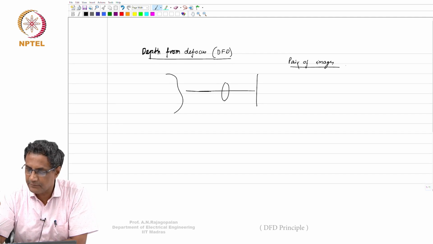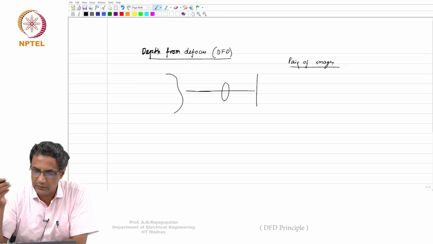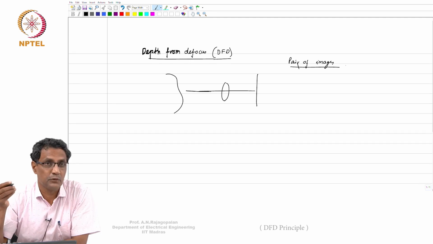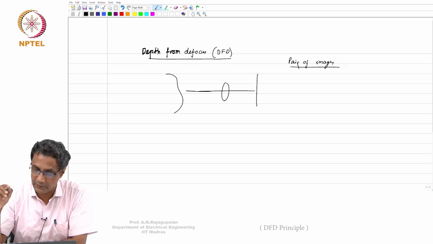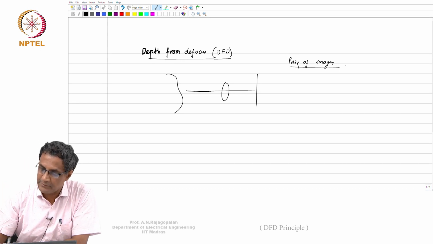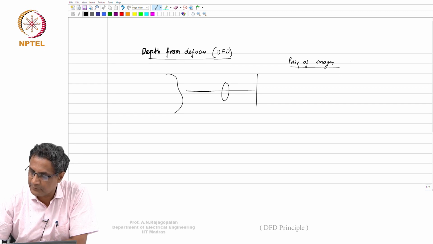Like I said, if you just capture one, then I think it's too hard. Of course, even though now deep learning techniques are there that work with just one image, those are all training based, so we don't want those kind of things now. So a pair of images, captured with rather different lens settings.